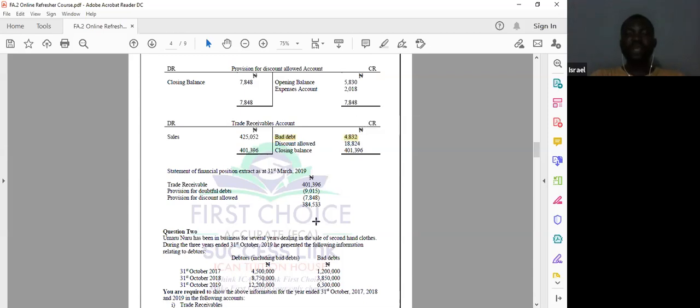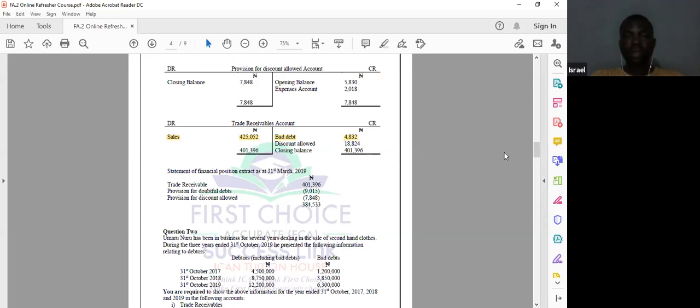Now, since we have opened trade receivables and we have the balance for that year, we come here and put the actual trade receivables for the year, which is 425,005. The reason why we put sales here is because the second leg will be found in the sales account. Let me show you the figure that I just used, so you understand how I arrived at that.